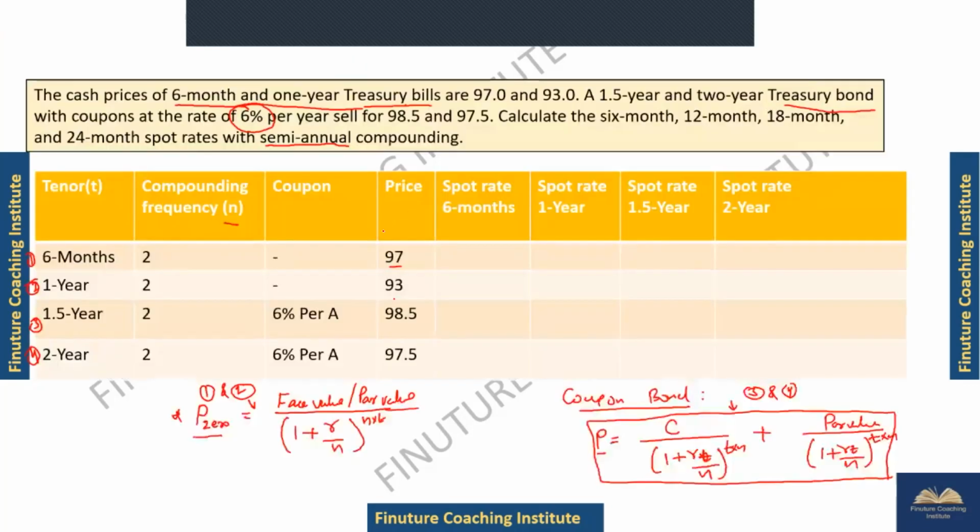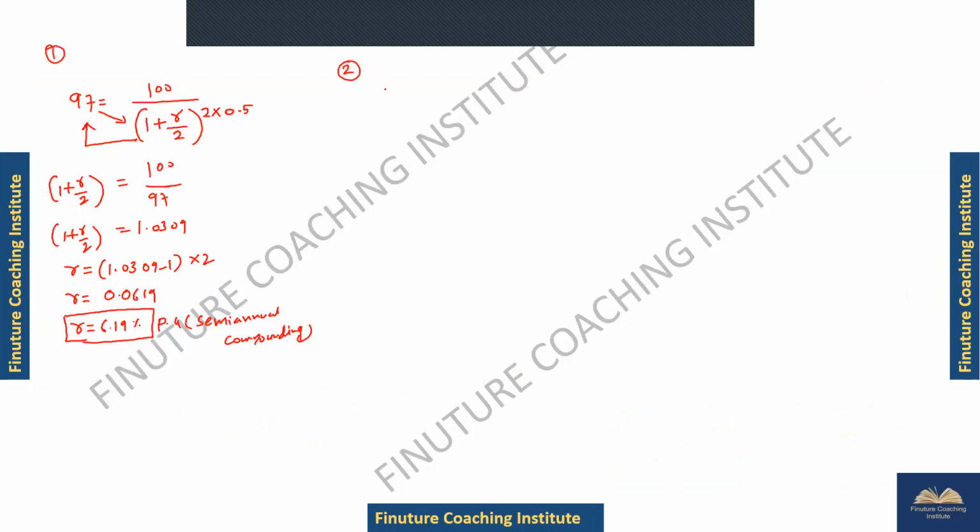Let me calculate number 2. Let's see what was number 2. The price was 93 for a treasury bill, and the maturity is 1 year. Let's calculate what the spot rate is. So the price is 93, equal to, same formula, 100 over 1 plus R over 2, where we have to calculate the spot rate with semi-annual compounding, to the power 2 into T, and this time T will be equal to 1, because it's 1 year. Over here it was 6 months.